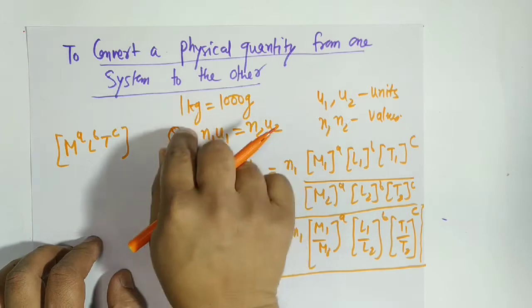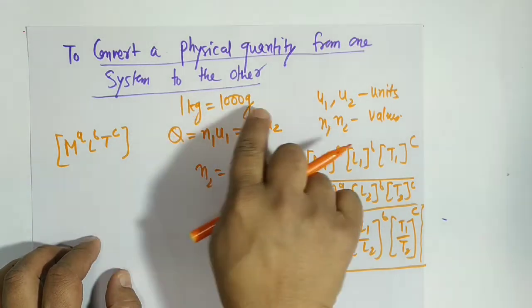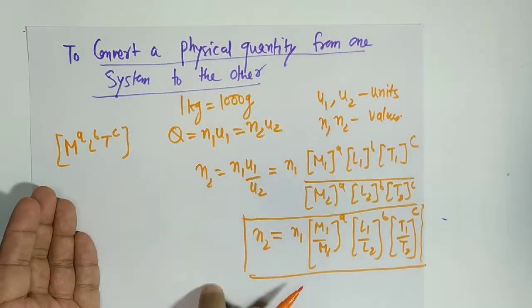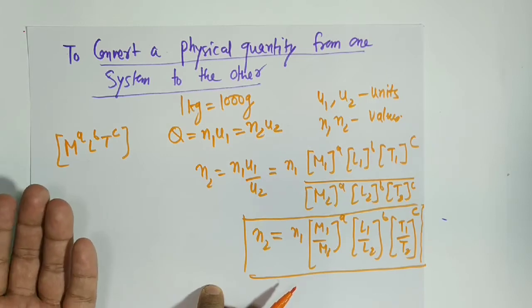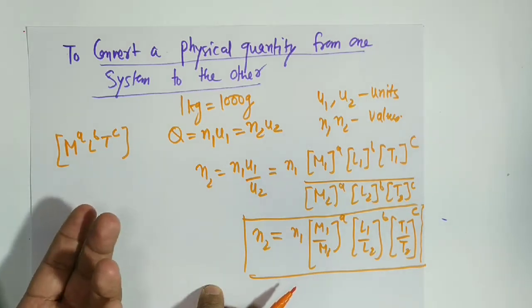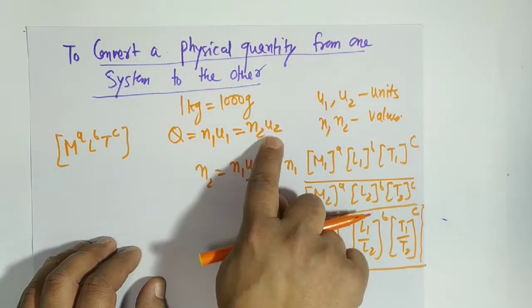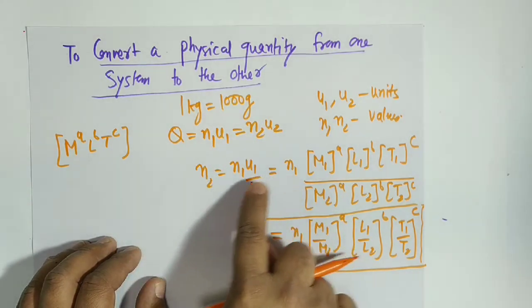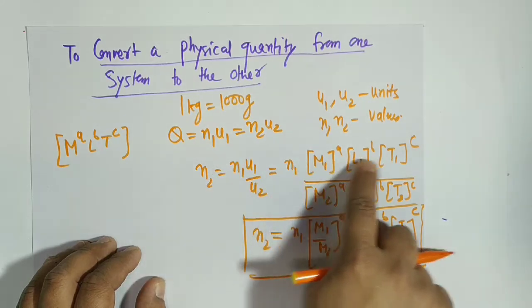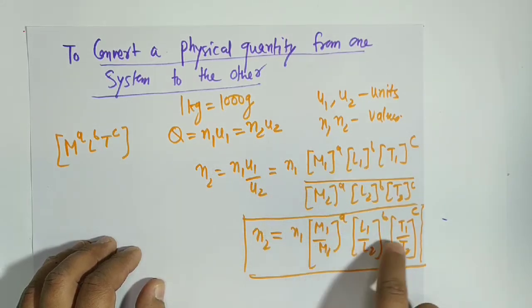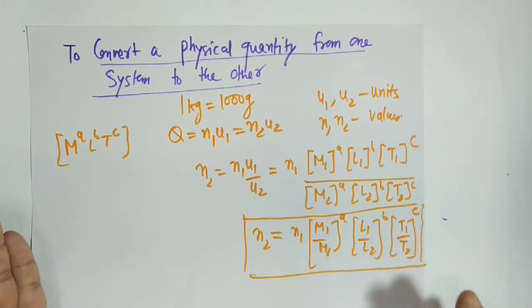Because the dimension is going to remain the same, for kg and gram the dimensional formula we know is mass. The same for force, MLT minus 2, it may be in dynes, but this is the way we are going to follow. So quantity N1U1 equal to N2U2. We want to find N2, so N1U1 by U2, and this can be written in this form. A, B, C will be the same.